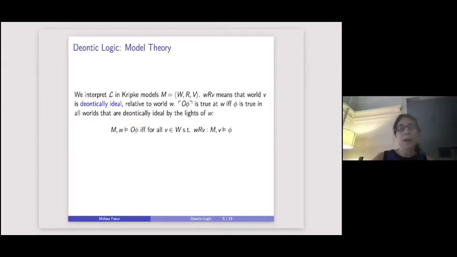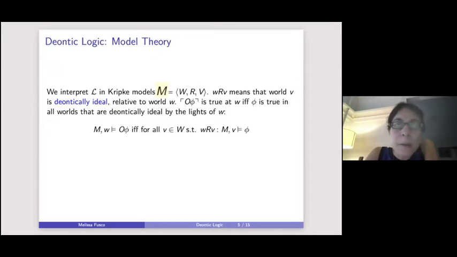Interpret the language on Kripke models, right? So a model M is a tuple consisting of a universe of worlds, big W, a binary relation on the worlds in big W, that's the R relation, the modal accessibility relation, and then a valuation function V for the atoms of the language.